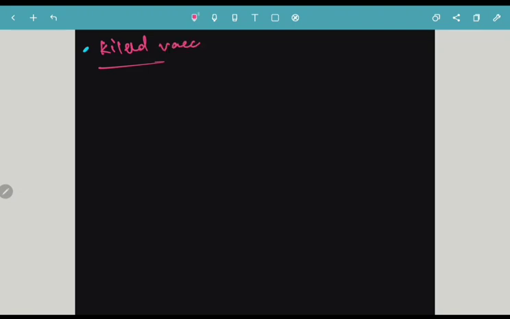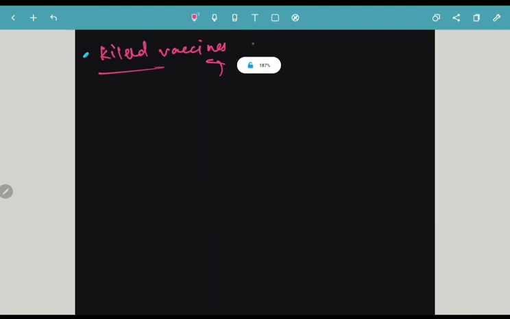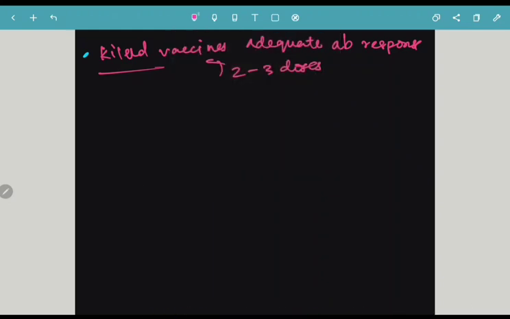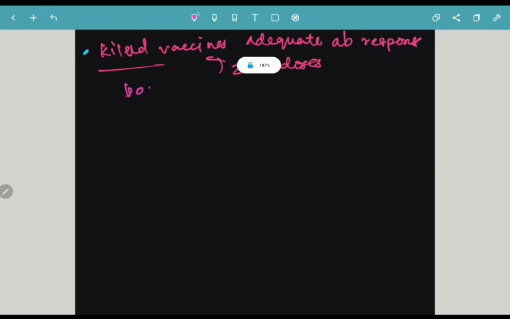So killed vaccines will all require at least a primary series of 2 to 3 doses to produce an adequate antibody response. Also, booster doses will be required.